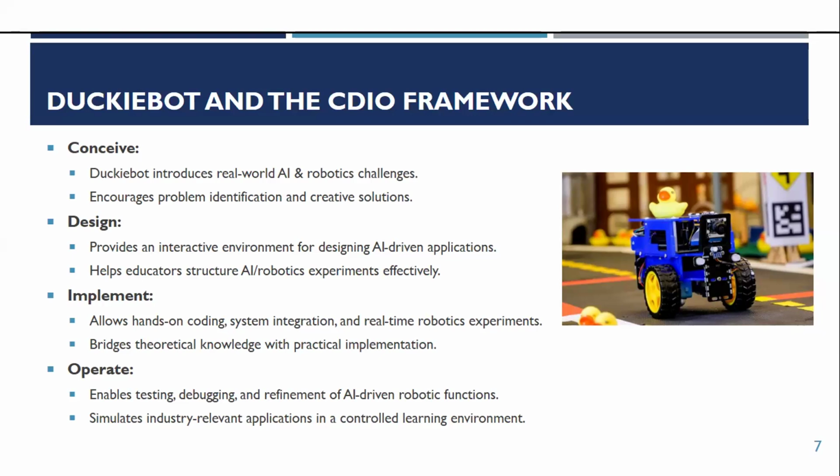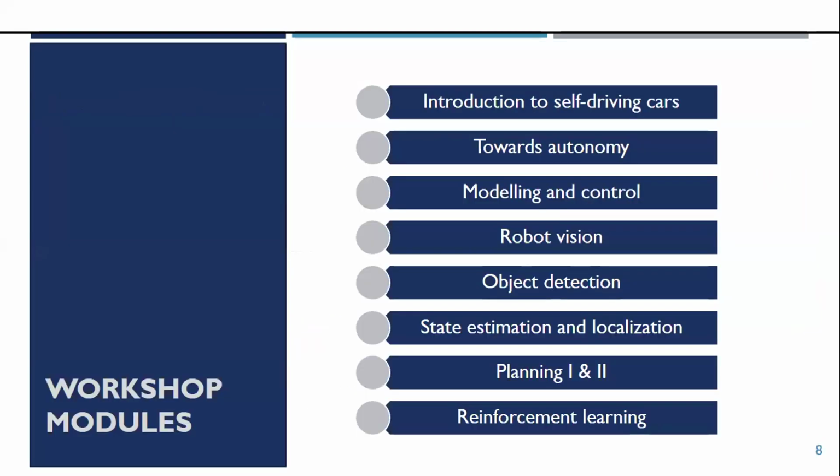Next, we move to the implement stage, where we allow hands-on coding, system integration, and real-time robotics experiments. This bridges theoretical knowledge with practical application. Finally, we move to the operate stage, where we enable testing, debugging, and refinement of AI-driven robotics functions. This actually simulates industry-relevant applications in a controlled environment.